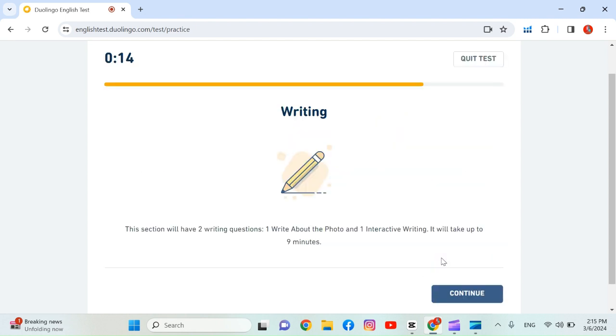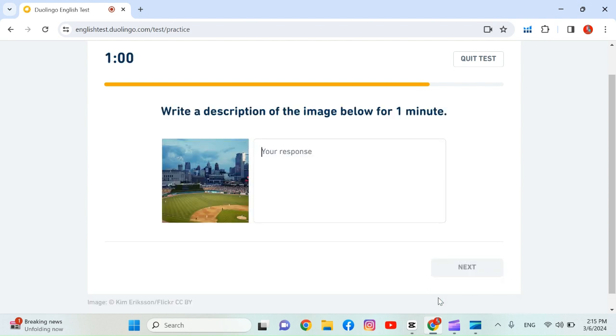Next, writing. The section will have two writing questions. One is to write about the photo, interactive writing. It will take up to 9 minutes. Oh my god, that's a lot of minutes.